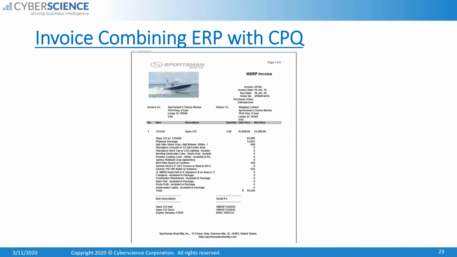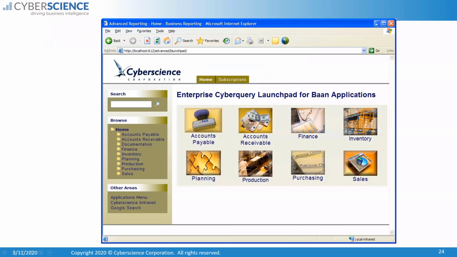Okay, here's an example of a form created in CyberQuery. Now this is combining data from ERP and CPQ. That's Infor's Configure Price Quote module. The top third of this invoice is data coming out of the ERP system. The bottom two-thirds is data coming out of CPQ. But again, CyberQuery can combine that data together very nicely for you.